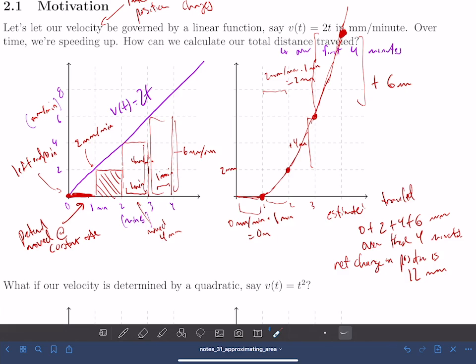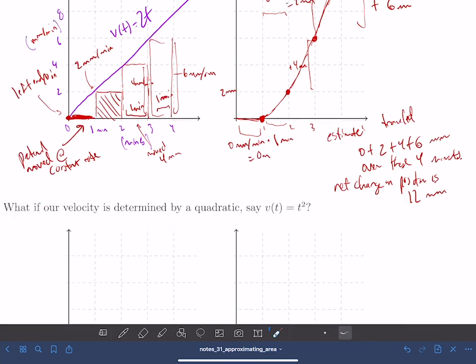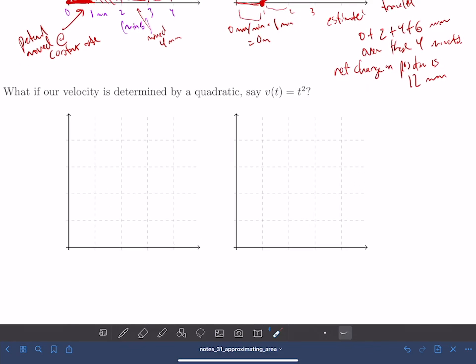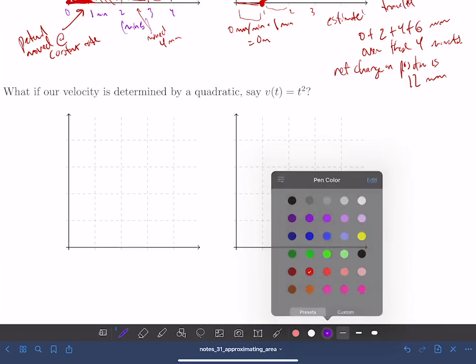Another thing I want you to know is that over here I had a line, and over here I have something that looks like a parabola, and that is not a coincidence. So let's play that same game and do it with a parabola, t squared. So let's draw my rate of change.